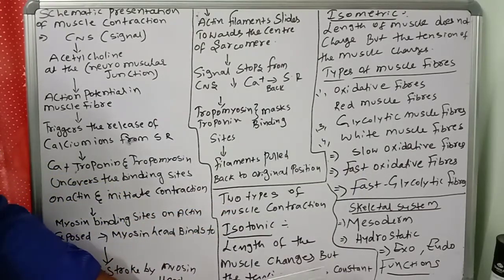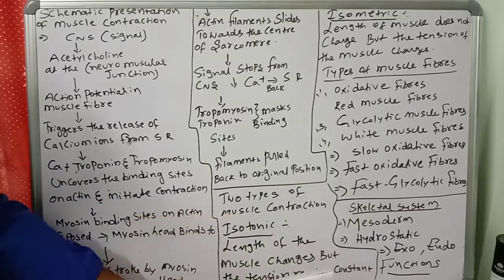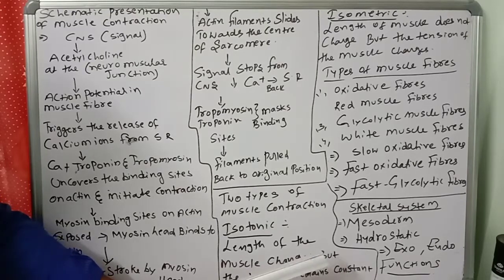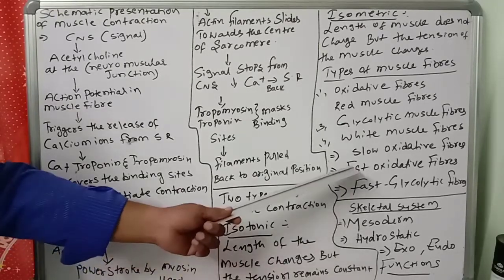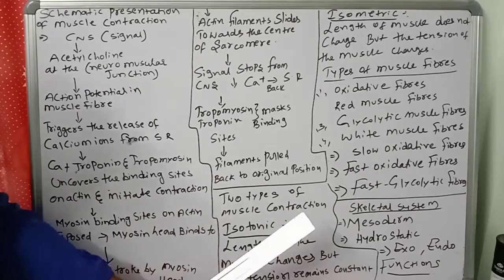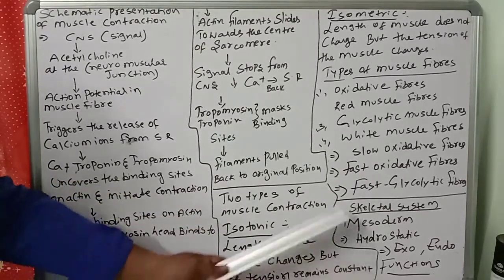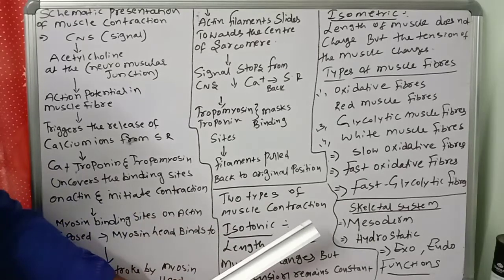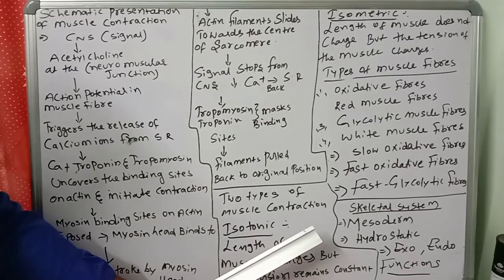Fast oxidative fibers have myosin with more ATPase activity and can make large amounts of ATP. They are particularly suited for rapid actions, fast rapid actions. Fast glycolytic fibers have myosin with high ATPase activity but cannot make as much ATP as oxidative fibers because their source of ATP is glycolysis.